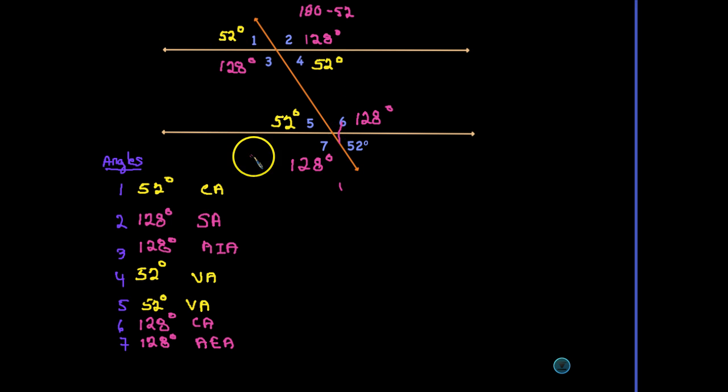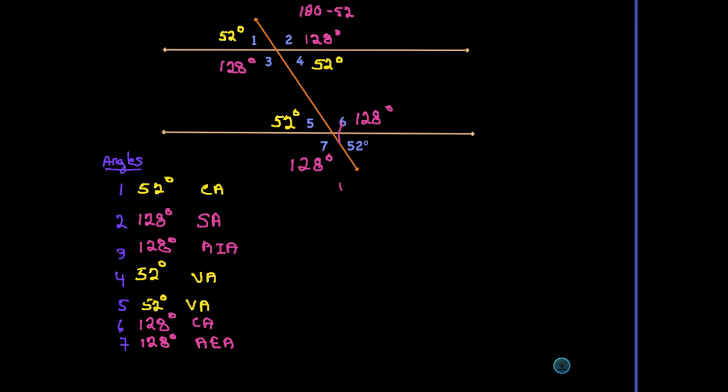Now I've found all my angles. Some of these I found because I've looked at the congruent pair. Others I found by finding the supplementary angle. I could have also found 4 and 6 using supplementary angles as well, because remember, these two are supplementary.